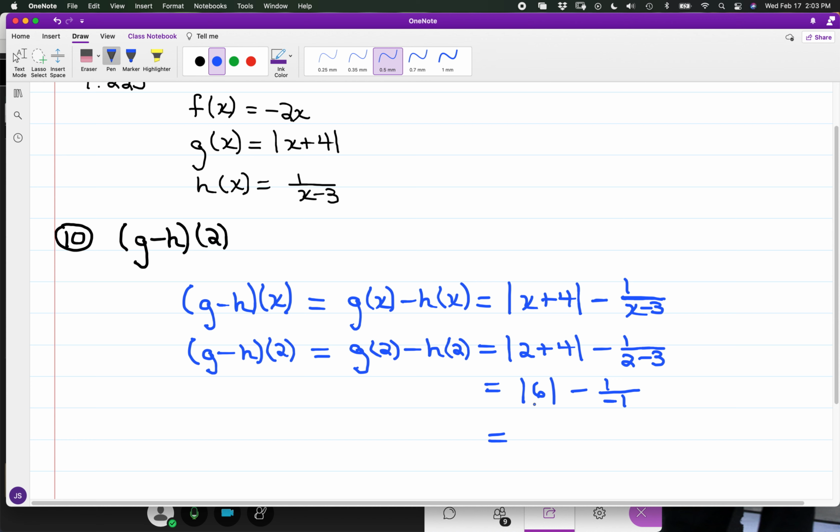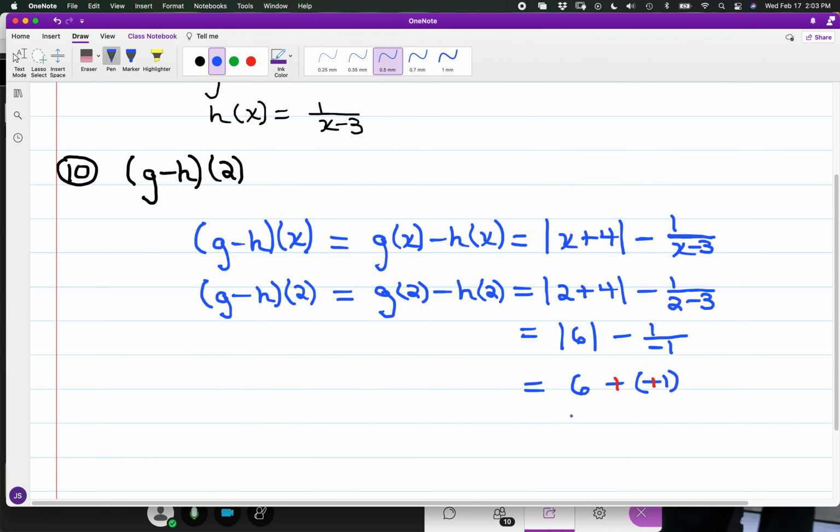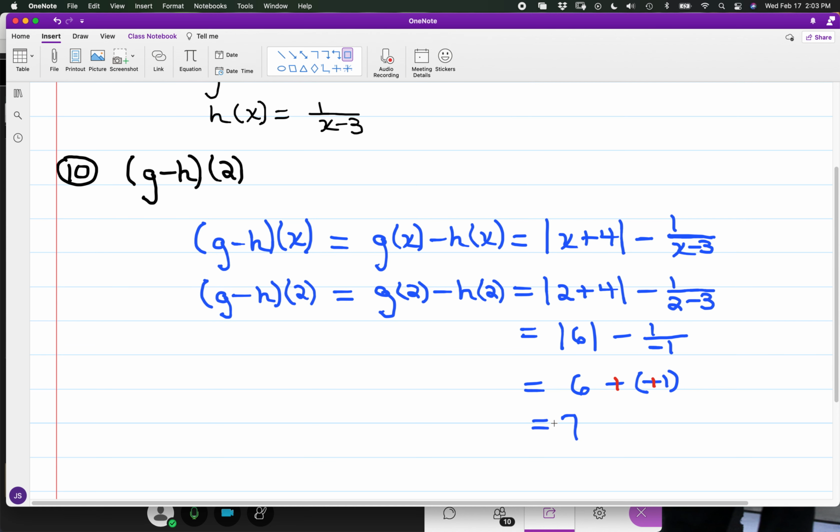Following through, the absolute value of 6 is going to be positive 6. Now we've got minus negative 1, and subtracting a negative is the same as adding the positive of 1. So for this output, we have 6 plus 1, which will be 7. Okay, so g minus h of 2 is equal to 7.